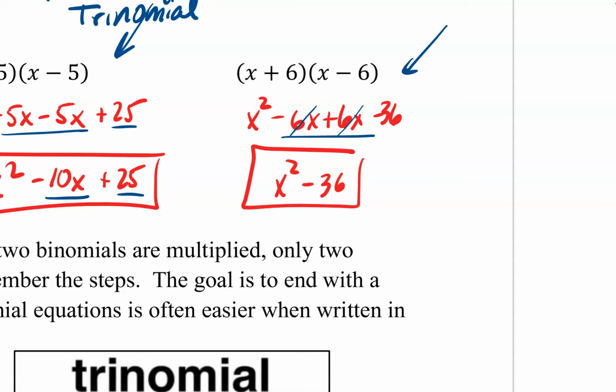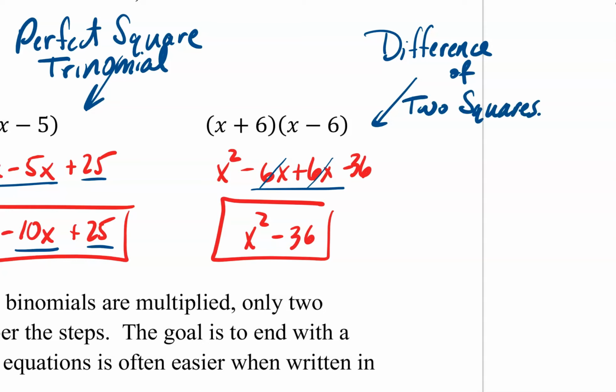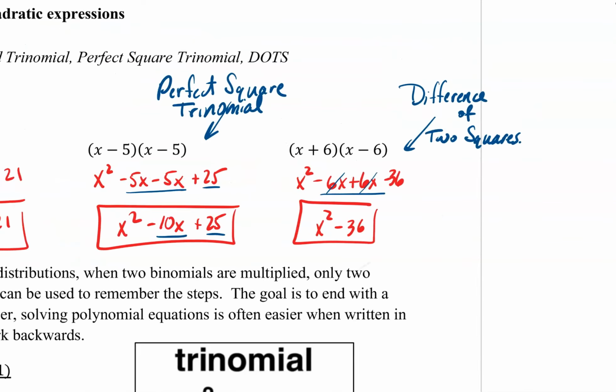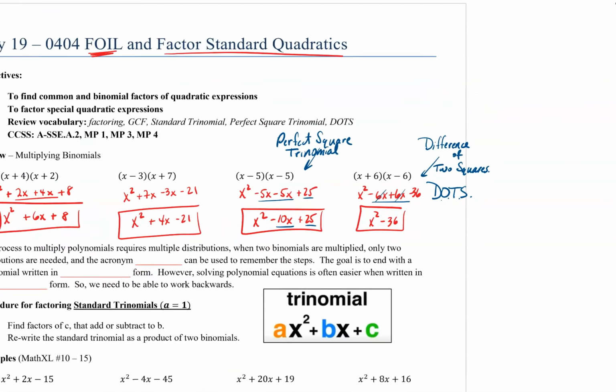Now, this format also has a special name. We call this one a difference of 2 squares. We'll talk more about those at another time, but difference of 2 squares is the name for this particular result. We sometimes abbreviate that as DOTS, by the way. Difference of 2 squares.